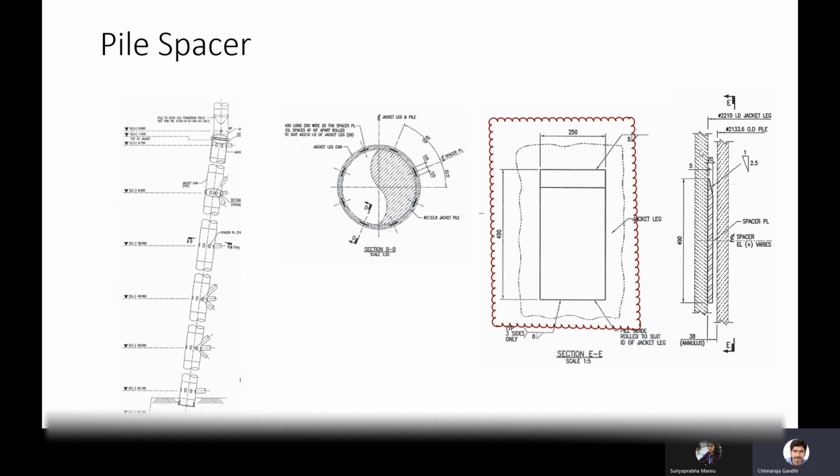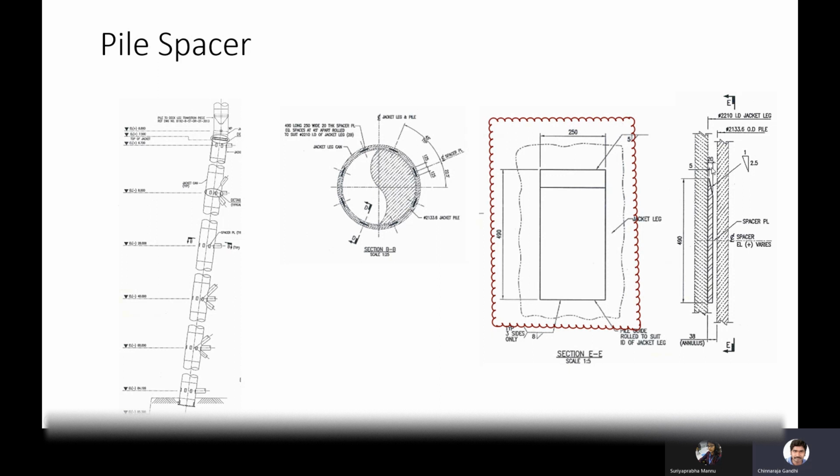If you see the cross section of this weld, how it is welded: this one is the jacket leg, the outer one, and inside is the pile body. 2210 is the ID of the jacket, the internal diameter, and the OD of the pile is 2133.6. If you see the annulus between these, 2210 minus 2133.6, you will get 37.6, which rounds to 38. 38 is the gap, the annulus gap between the jacket leg and the pile.